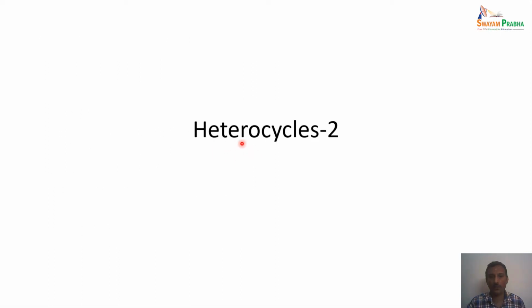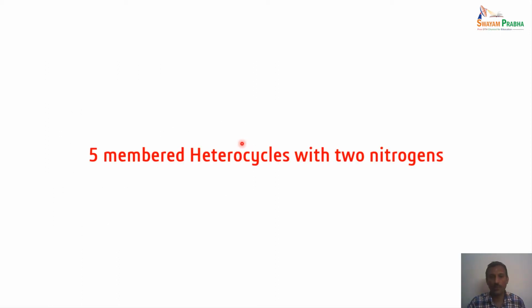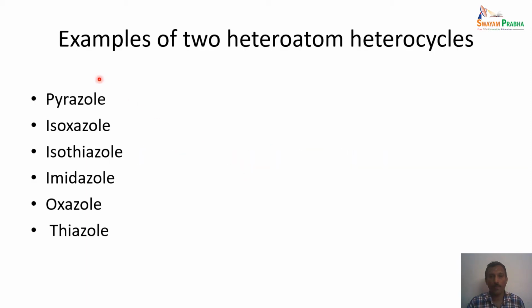Let us look at heterocycles 2, part 2. In this session, we will be studying about 5-membered heterocycles with 2 heteroatoms. Some names of the heterocycles are given here: pyrazole, isoxazole, isothiazole, imidazole, oxazole, and thiazole. Pyrazole and imidazole have 2 nitrogen heteroatoms. Isoxazole and oxazole are the 5-membered heterocycles having nitrogen and oxygen as the heteroatoms. Isothiazole and thiazole are the 2 compounds with nitrogen and sulfur.